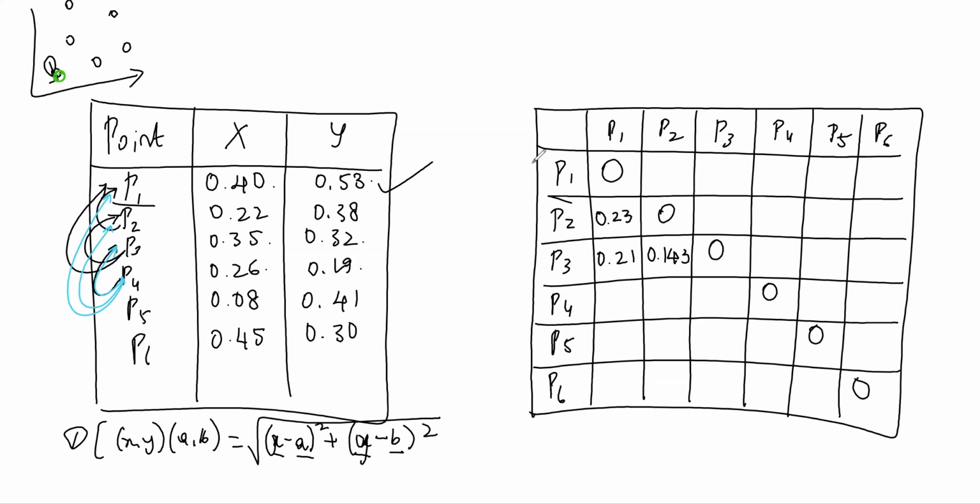Any value for P4 to P3? 0.15. Okay, 0.15, correct. Now again from P4 to P2 and P4 to P1, what are the distances between those points?